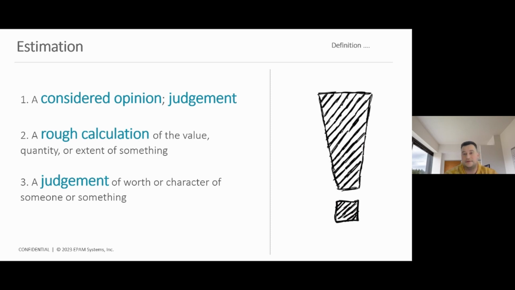The second version of this estimation definition is that it is a rough calculation of value, quantity, or extent of something. So a rough calculation, not extremely precise, but rough. And the last one is a little bit more about judgment. As you can see, guys, estimation definition means that it's a judgment of worth or character of something or someone. Very interesting things.